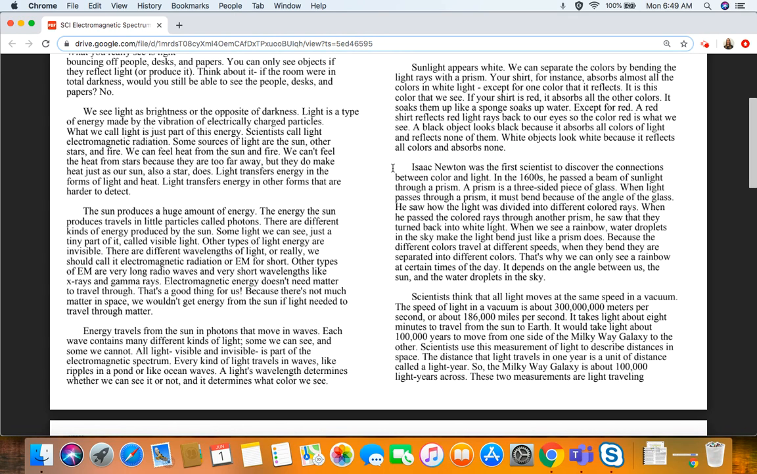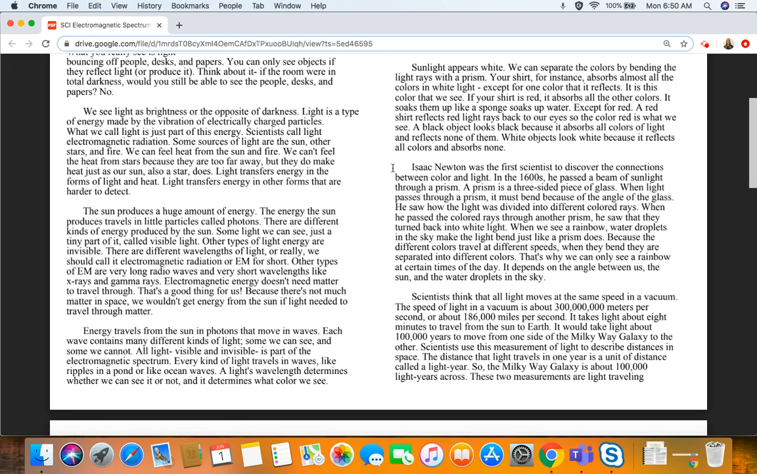Isaac Newton was the first scientist to discover the connections between color and light. In the 1600s, he passed a beam of sunlight through a prism. A prism is a three-sided piece of glass. When light passes through a prism, it bends because of the angle of the glass. He saw how the light was divided into different colored rays. When he passed the colored rays through another prism, he saw that they turned back into white light.